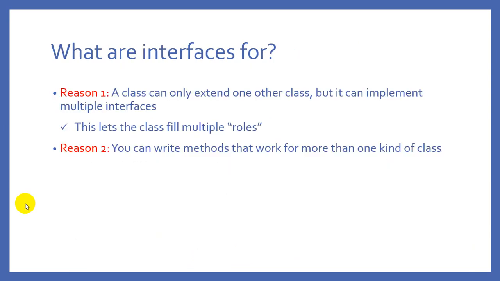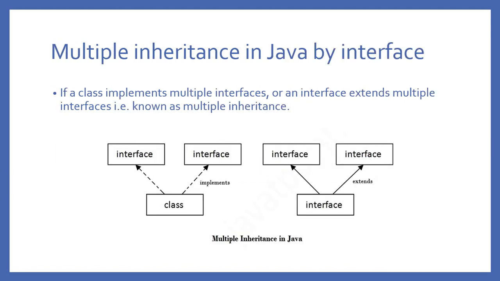So what are interfaces for? A class can only extend 1 class, but it can implement multiple interfaces. This lets the class fill multiple roles. You can write a method that works for more than 1 kind of class, right? And we have discussed it right here. Multiple inheritance: 1 class can implement more than 1 interface. That's all for interfaces.